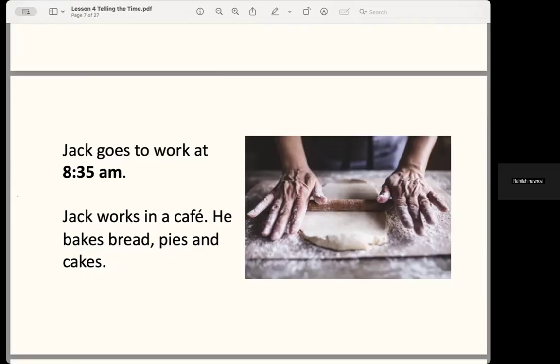Jack goes to work at 8:35 a.m. Jack works in a cafe. He bakes birthday cakes.